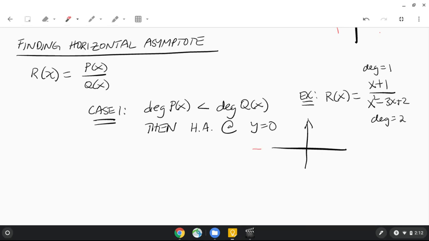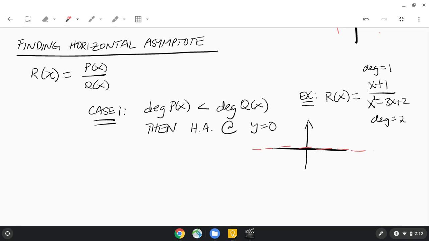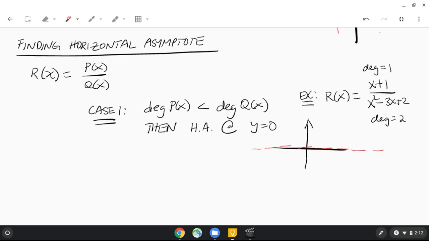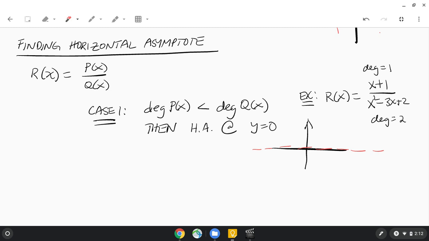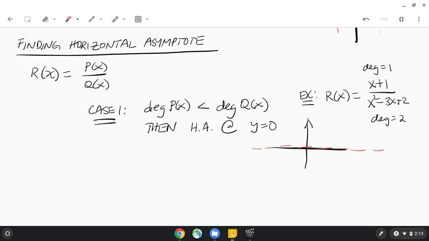So right here, I will have a horizontal asymptote. That's just automatic. As soon as the degree is smaller in the numerator than the one in the denominator, y equals 0. Right there, that axis is going to be a horizontal asymptote.